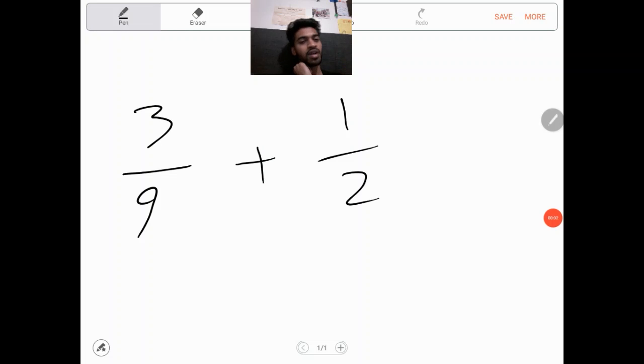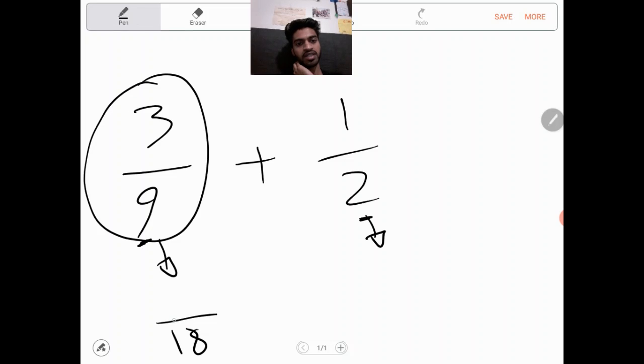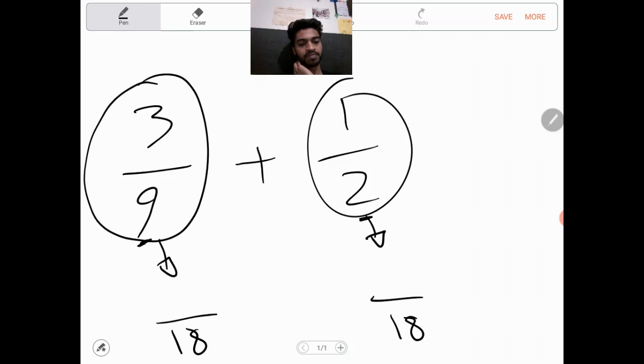Okay, so final one I want to look at. Now in this situation I have to change both of the denominators. Now I need to pick a number that's in the 9 times table and in the 2 times table. And I should pick a fairly small number. Now I know that 18 is in the 9 times table and in the 2 times table. So we'll make the denominator 18. So I need to change this into 18ths and I need to change this one into 18ths as well.